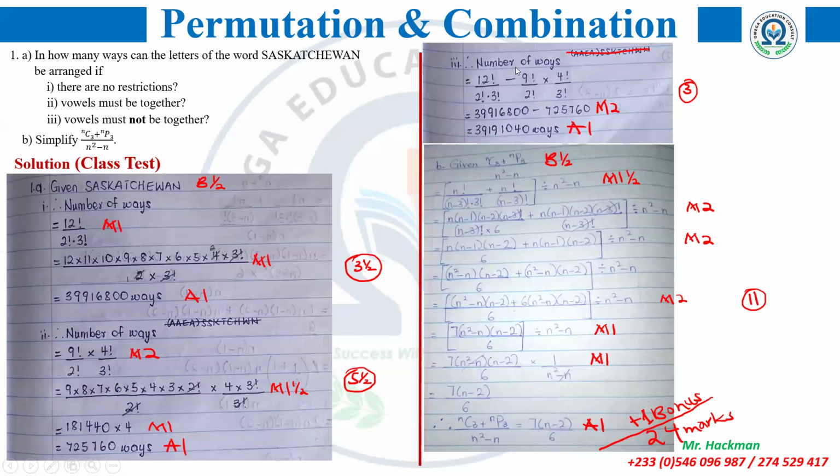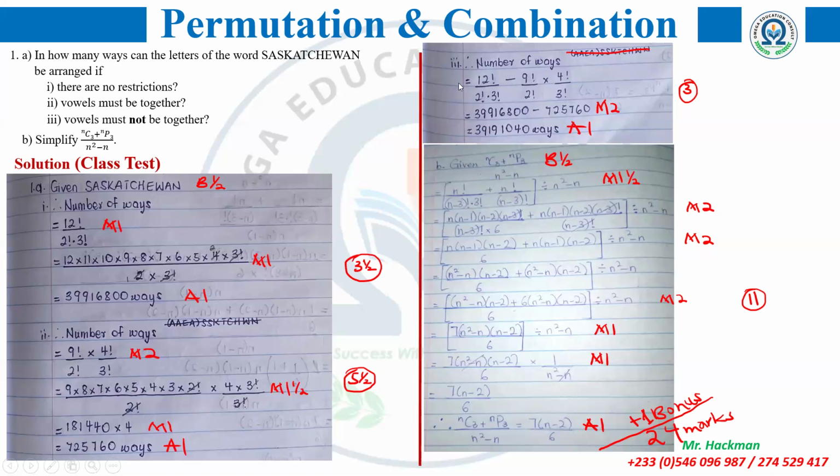Now let's go to III. III, what are we looking for? Vowels must not be together. So we know that the number of ways where your restricted objects must not be together will be equal to your total arrangement, which is the arrangement with no restrictions, minus the arrangement with your restricted objects together. So indirectly, III is supposed to be your I minus II.